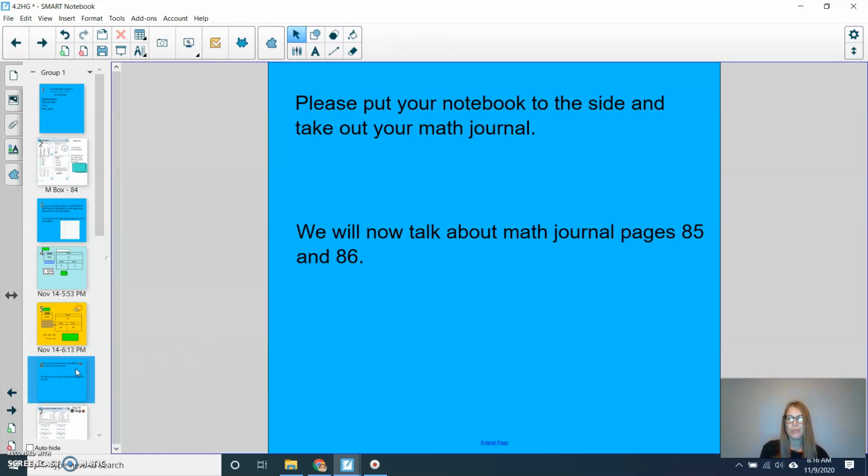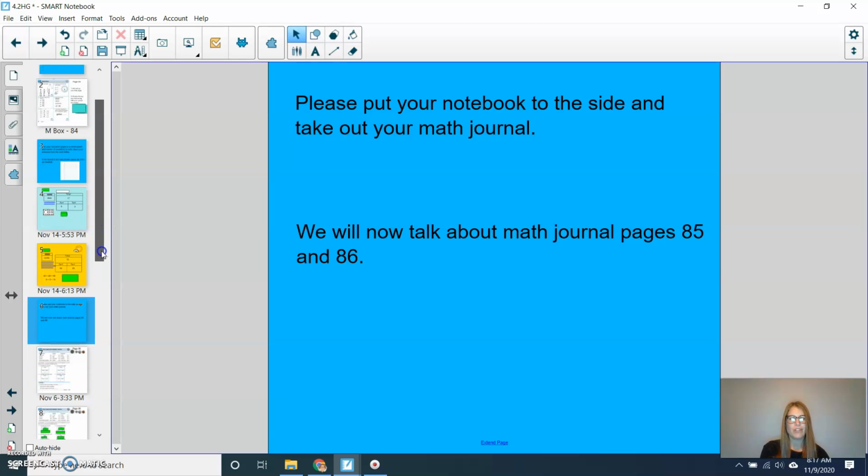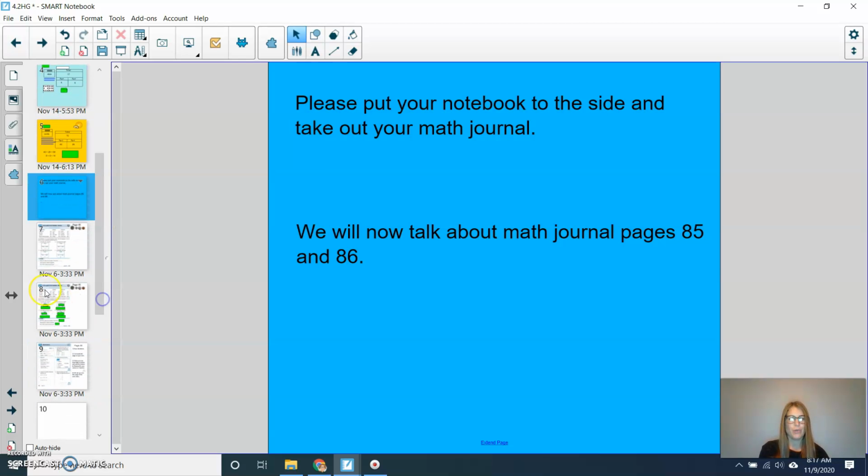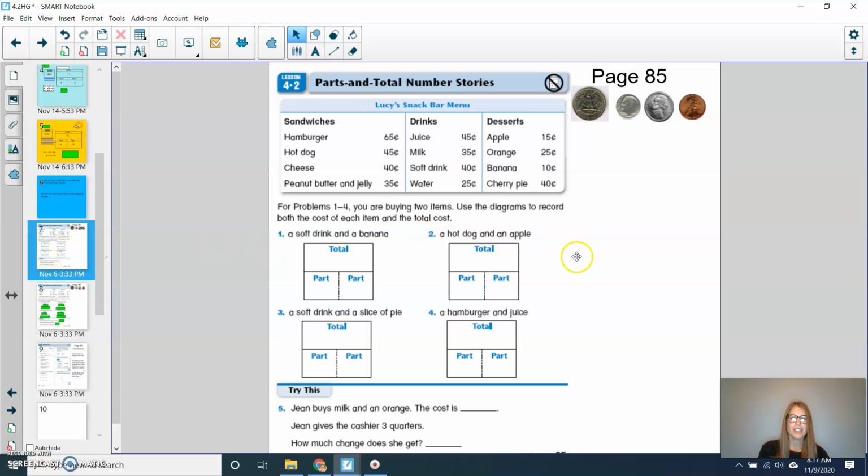So now, if you could put your whiteboard or notebook to the side and open up your math journal to page 85, we will talk about page 85 first. So page 85 looks like this, where we have Lucy's snack bar menu with different prices for some sandwiches, for drinks, and desserts. So for problems 1 through 4, you are buying 2 items.